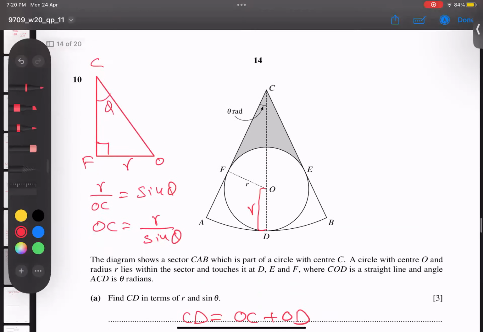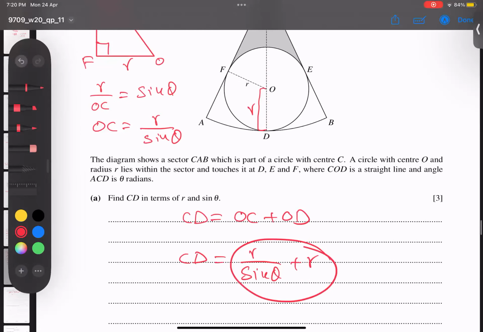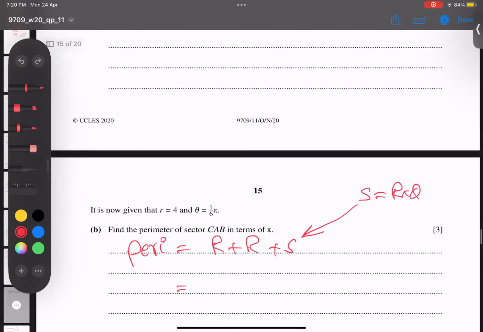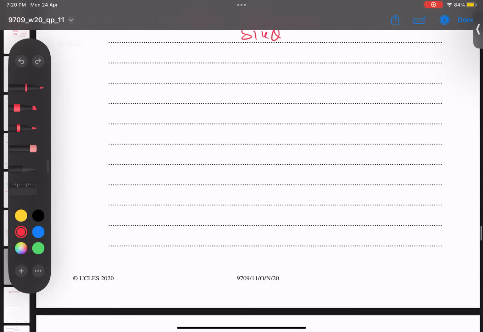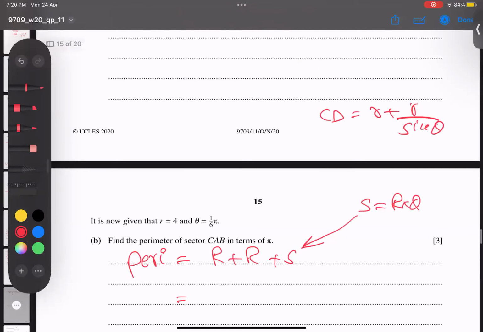Now the interesting part. What we're looking for: the OA gap is the same as the OD gap, the same as this gap. It means CD behaves as a radius as well. So how do we get CD? We already have a link available here, so it will behave as a radius. So let's start. At the top we have CD is equal to R plus R over sine theta, so I'm using it now here.